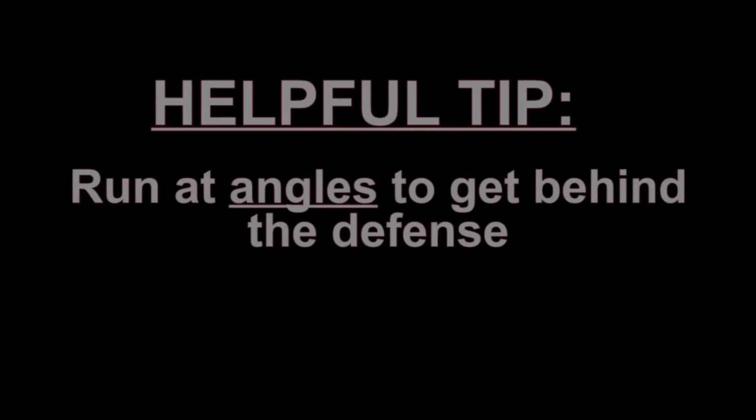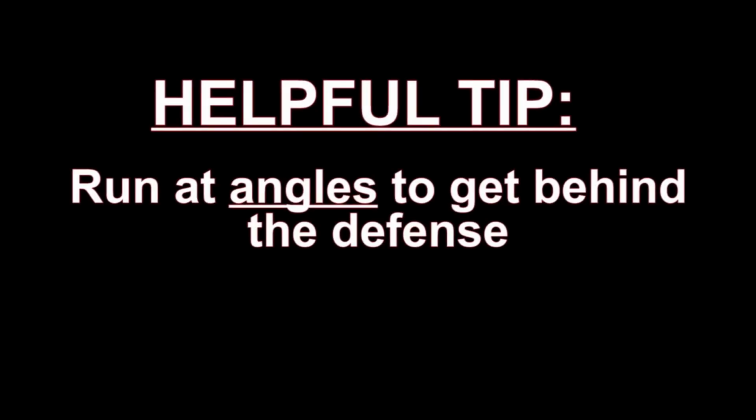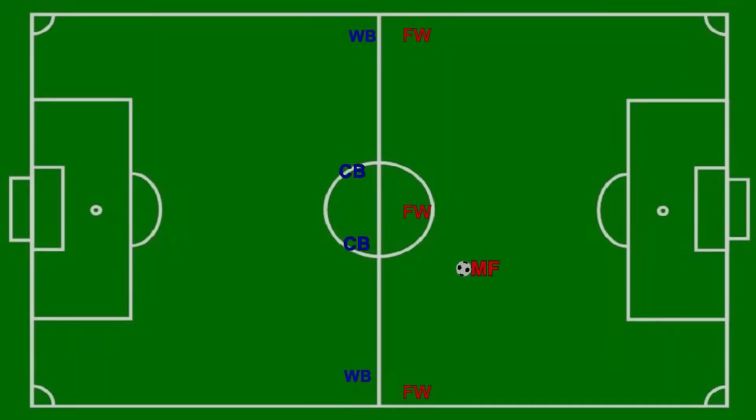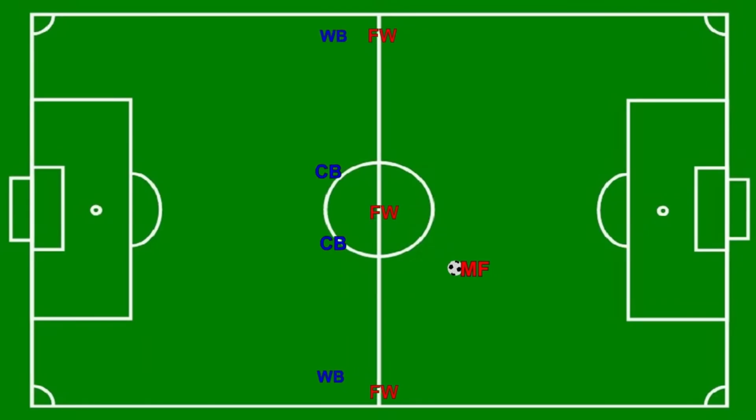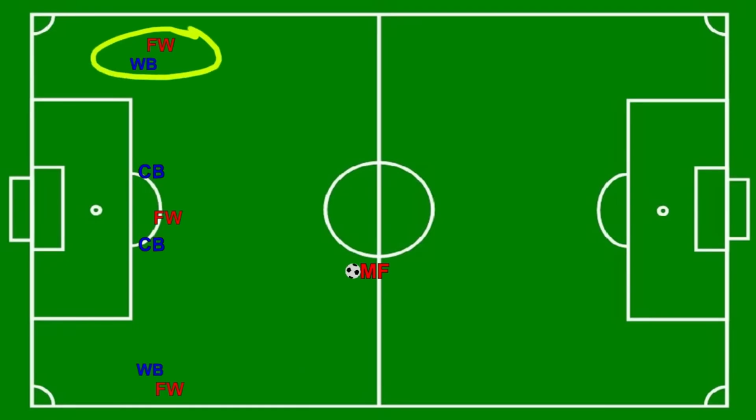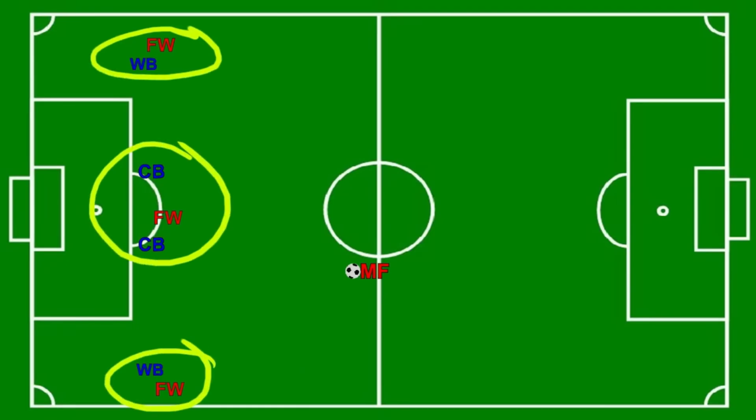Now I hope you noticed from all these clips that most of those runs were not straight ahead. Straight runs do have their place, but not all the time, and here's why. So here we have a standard back four. The defense naturally wants to drop back to protect the space behind them. So if you just run straight ahead, you basically go exactly where they want you to go. Each defender takes a player that comes in their area, and it makes it all too simple for the defense.